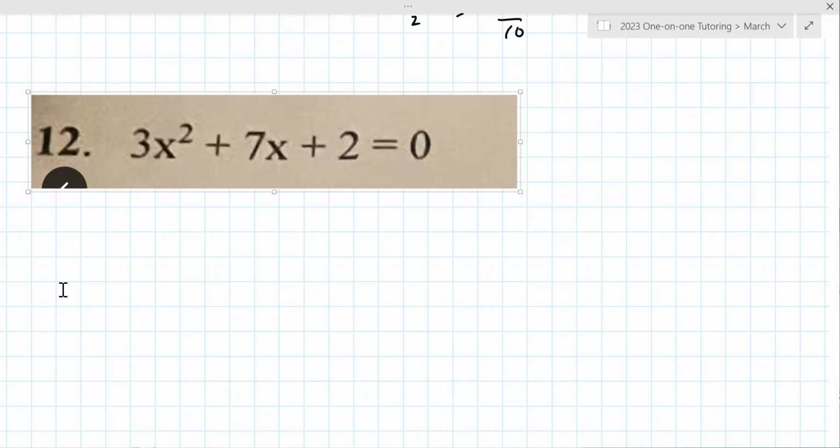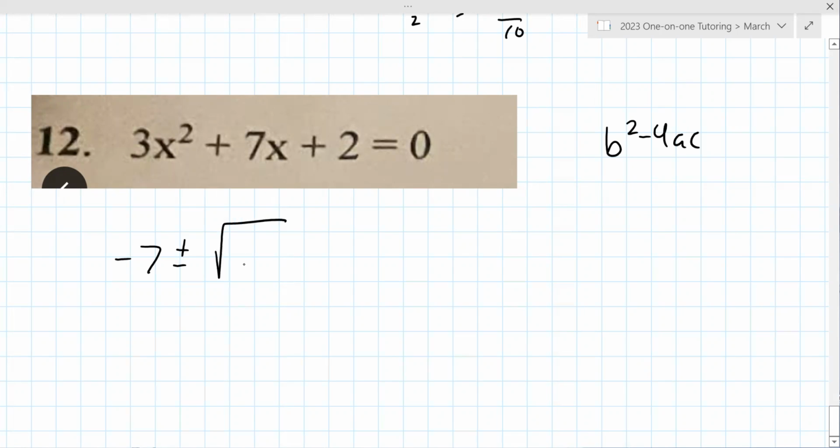Any questions for me on this one, or? I think I'm stuck. I got -7 plus or minus square root of 25 over 6. Like this? Yeah. Okay. This is looking pretty good.